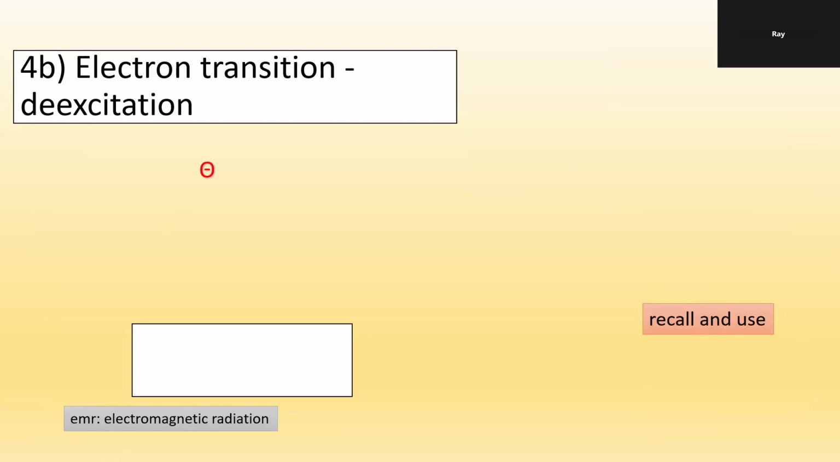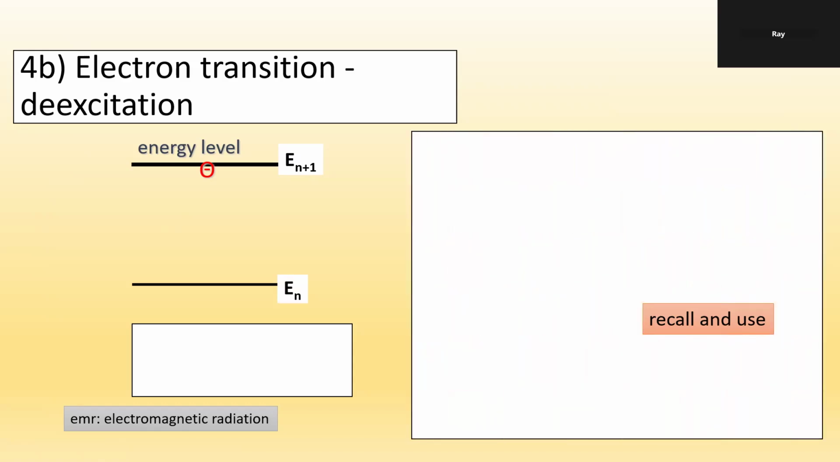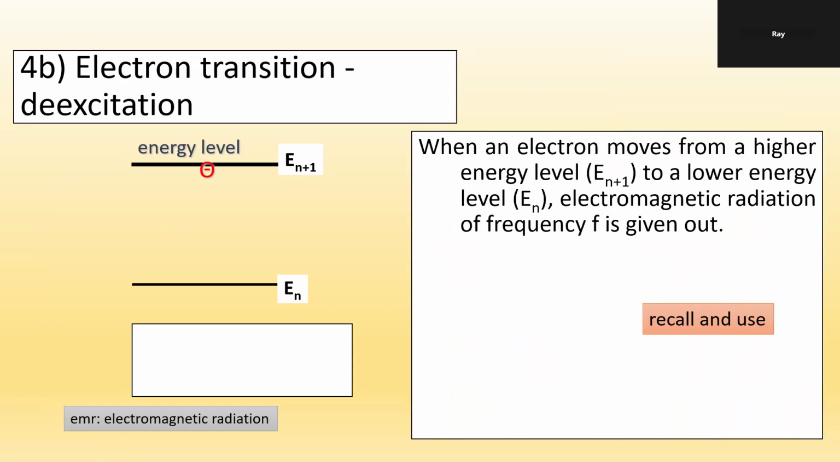Higher energy level, En plus 1, and lower, En. When an electron moves from a higher energy level, En plus 1, to a lower energy level, En, electromagnetic radiation of a certain frequency is given out. Okay? So it moves from higher energy to lower energy, and that's the energy that's given out, and that energy is equal to the photon of electromagnetic radiation. You are supposed to remember and recall this equation.